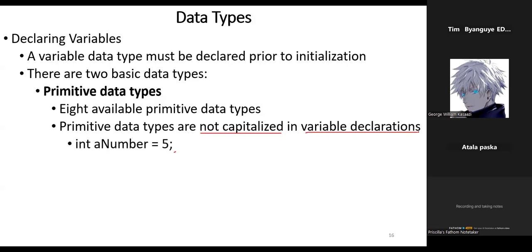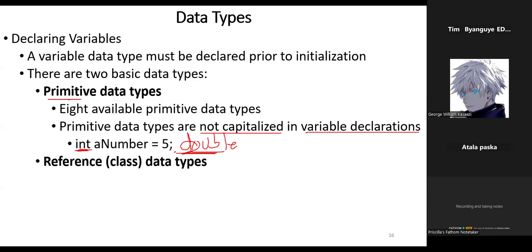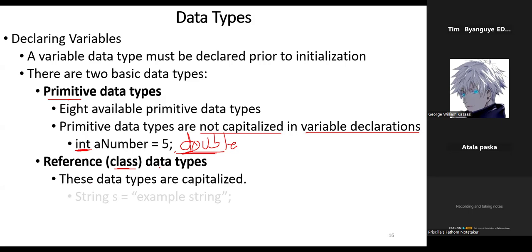Take, for example, integer. The int itself is not capitalized. Double, the D is not capitalized. Thus, this is categorized under primitive data types. Whereas the other one is the reference or class-based data types. And these, by default, are capitalized. So String was one of them, by the way, and any other class that you're going to create.